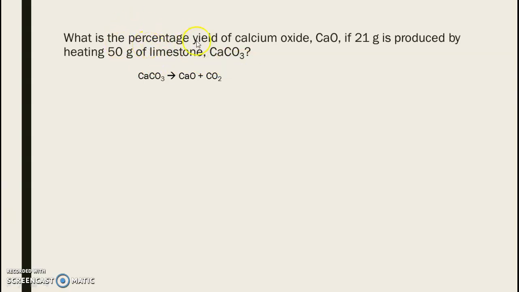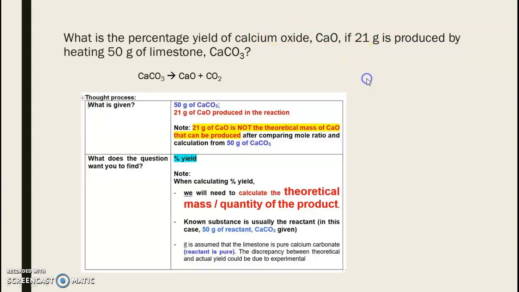Usually when we are talking about percentage yield, we are looking at the product formed. If you read this question carefully, this is the amount of reactant that was used, 50 gram of limestone. After the experiment, I only managed to get 21 gram of calcium oxide. So this is actually my actual yield. Now you need to calculate the theoretical yield. How should we go about calculating the theoretical yield? Always remember the product will give you the actual yield.